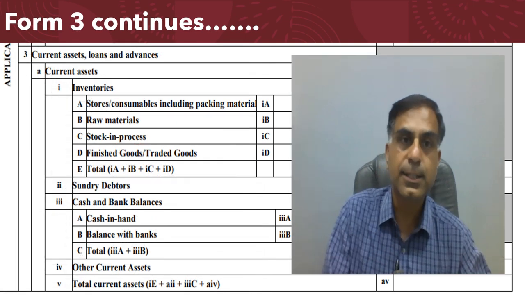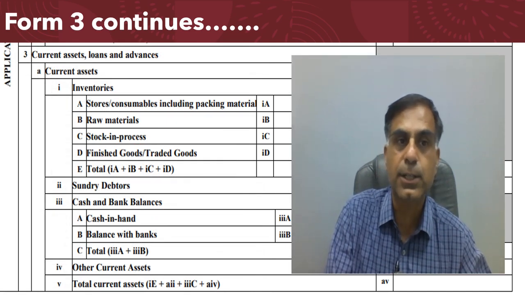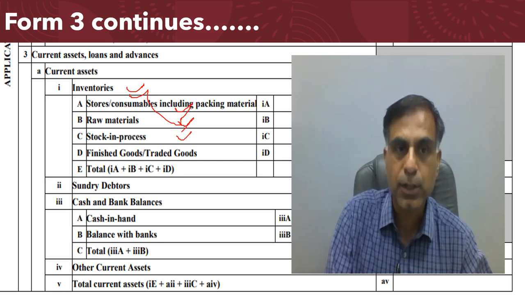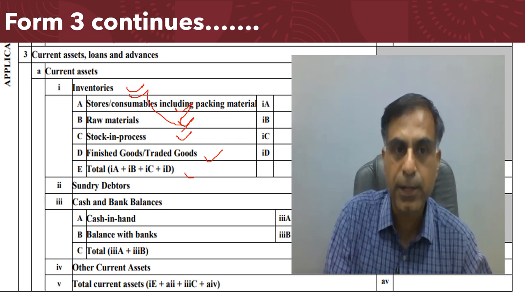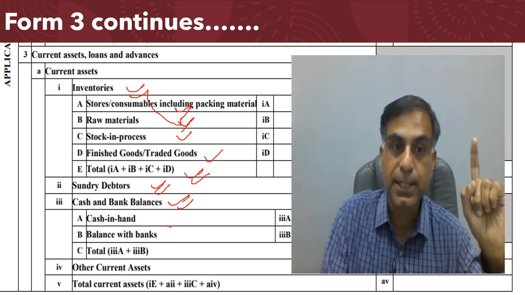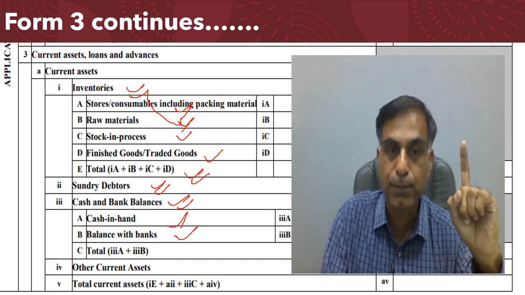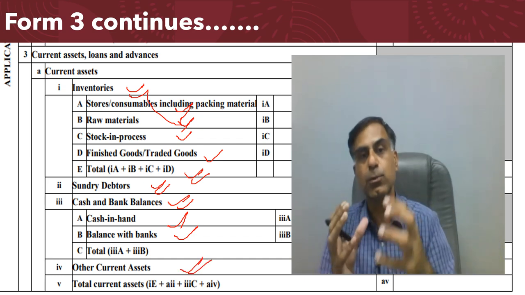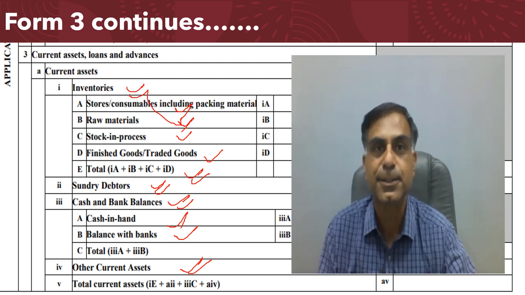Further, the current assets, loans and advances are to be reported. The current assets in the form of inventory would include stores, raw material, stock in process, finished goods, traded goods value; further sundry debtors, cash and bank balance of the business, cash in hand, bank balance as on 31st of March, and other current assets are required to be reported there. This total would form part of total current assets.